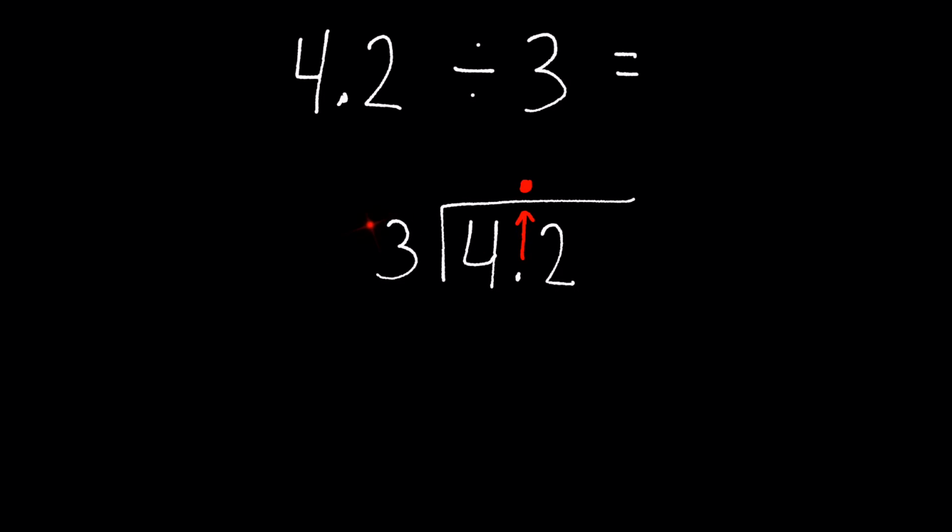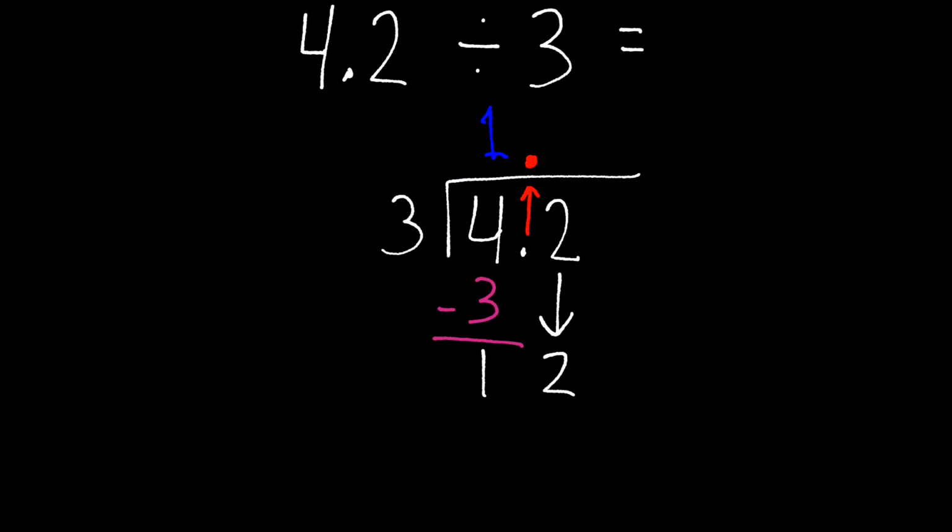So let's start dividing by 3. Ask ourselves, how many times does 3 go into 4? And the answer is 1. Hold on, let me fix that. And then 3 times 1 is 3. And we can subtract. 4 minus 3 is 1, and then bring down the 2.